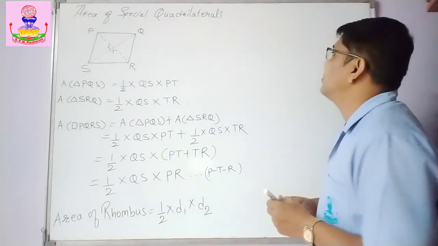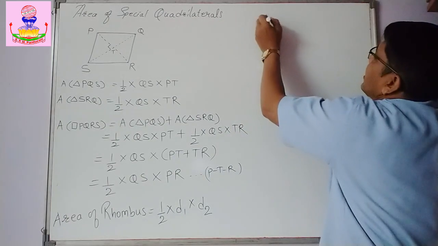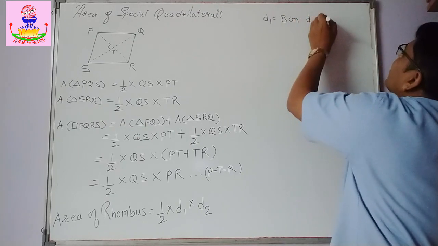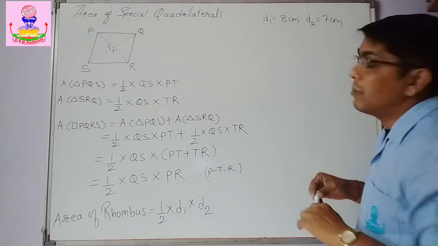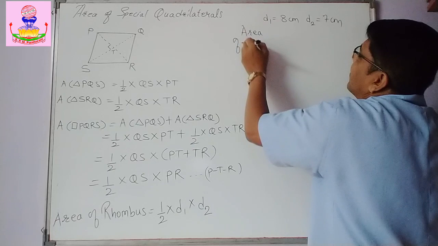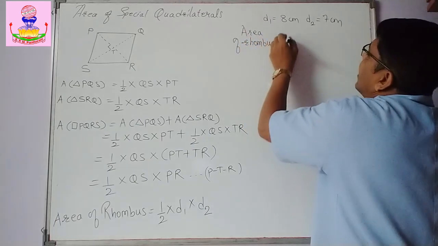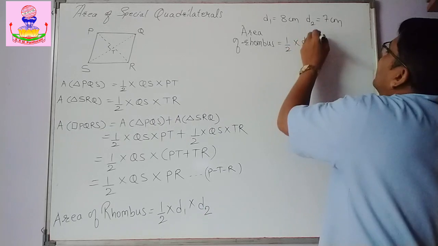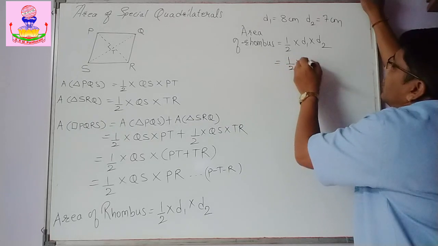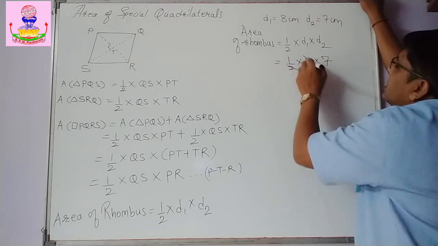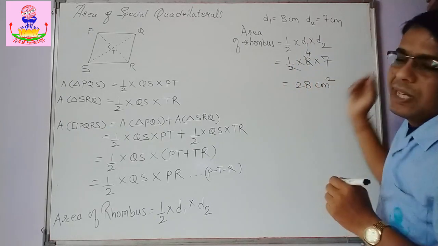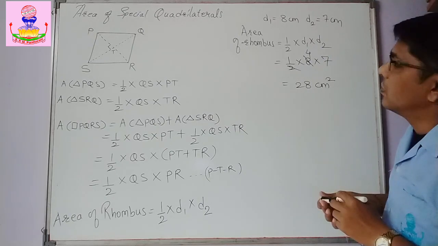Suppose the lengths of both the diagonals are given, that if D1 is equivalent to 8 centimeters and D2 is equivalent to 7 centimeters. What will be the area of rhombus? So area of rhombus will be equivalent to half into D1 into D2, that is product of the diagonals, that is equivalent to half into 8 into 7. So 2 ones are 2, 2 fours are 8, 7 fours are 28 centimeter square. That is what the area of the rhombus is.